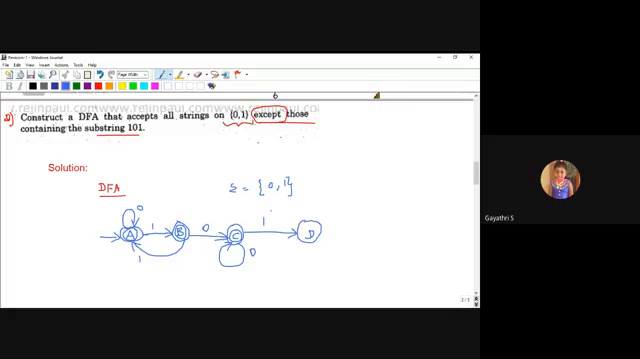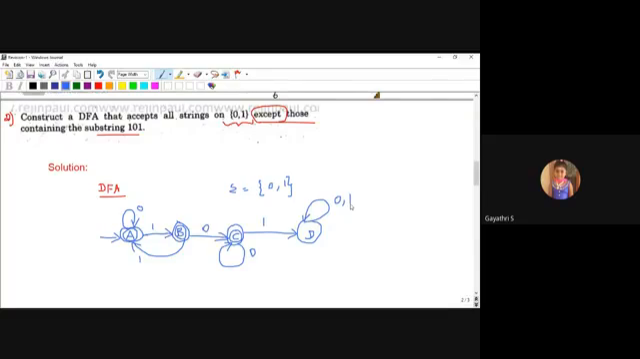Next, for D, it doesn't have any transition on both 0 and 1. So I will make a self loop with 0, 1. And I'm not saying this is the only DFA for this problem. You can draw one or more DFAs for the same problem, like that DFA which does not accept the substring 101.